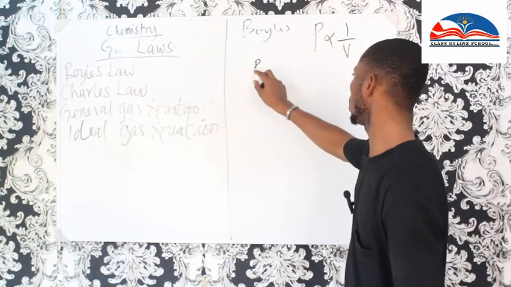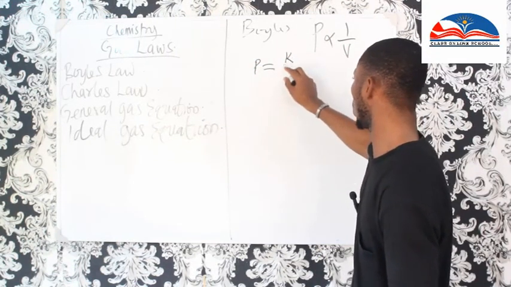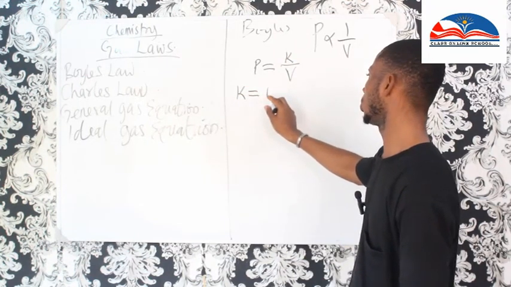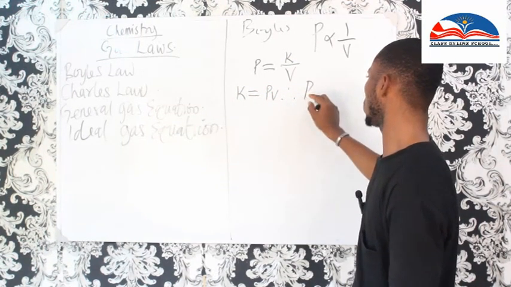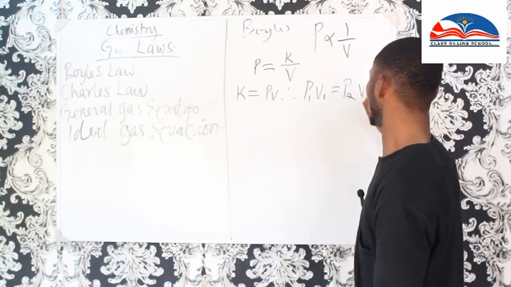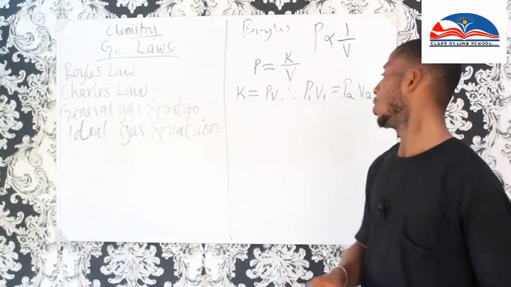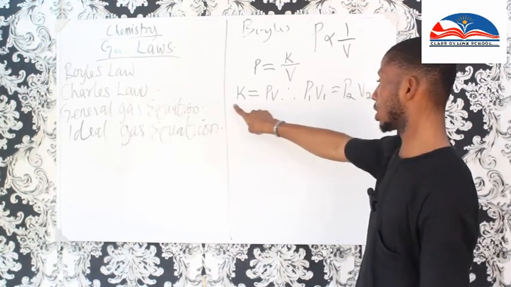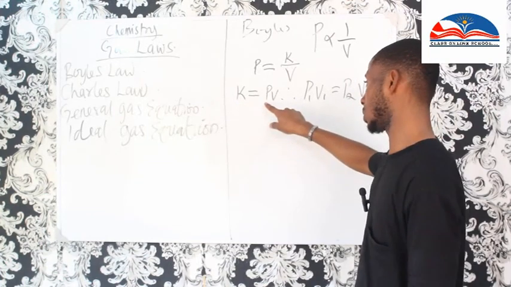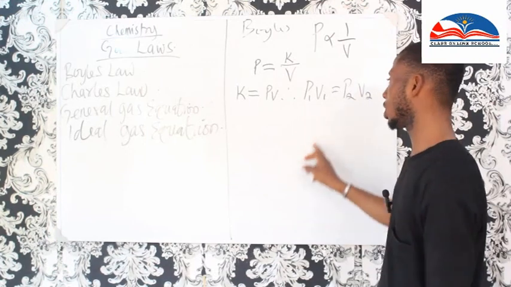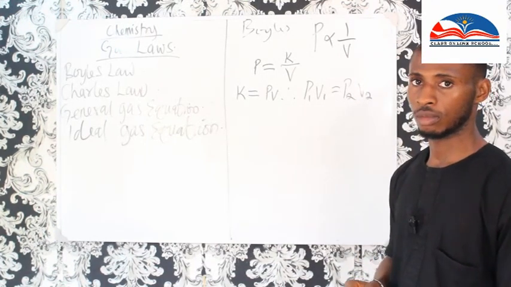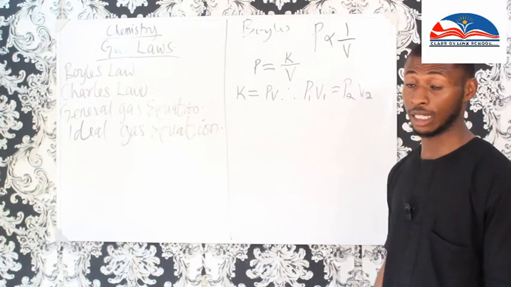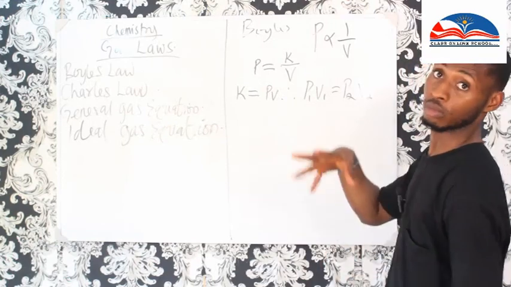That means P equals K, a constant, all over V. That means that the constant will be equal to PV. Therefore, P1 V1 equals P2 V2. Once the gas is constant, there is pressure and there is volume. Now, as the pressure increases, the volume decreases. If you are putting a gas in a cylinder, as the pressure increases, the volume changes.